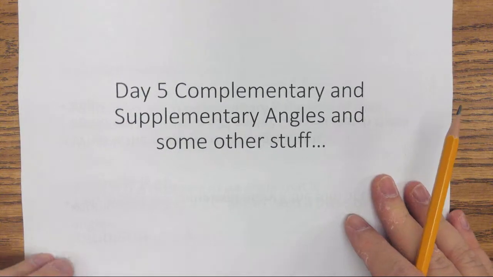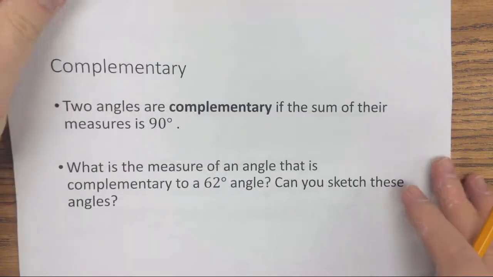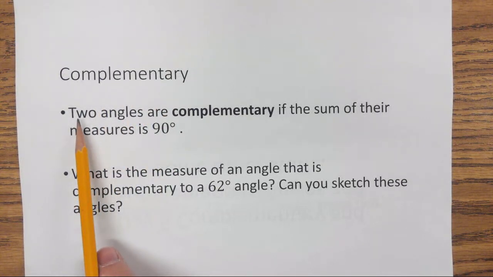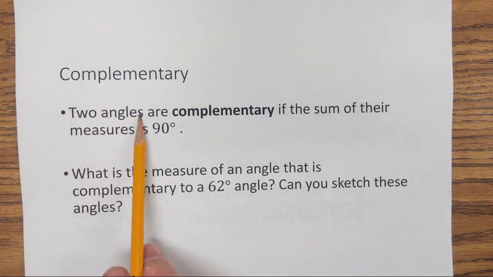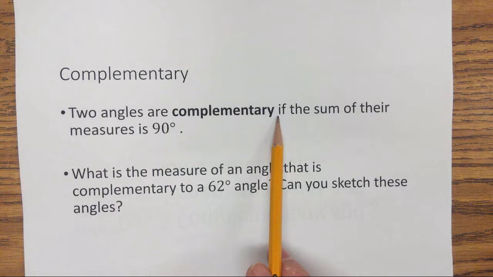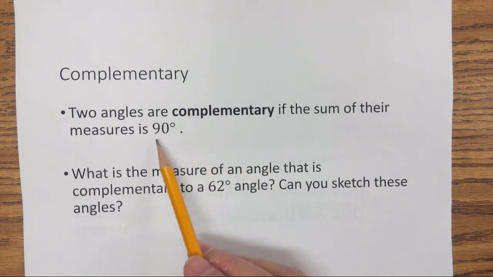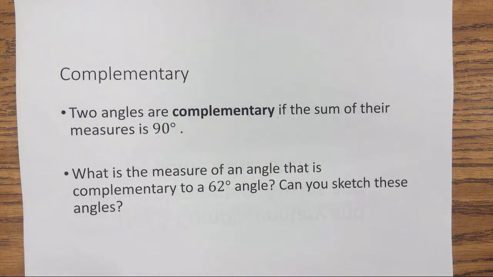Alright, let's get started. So what is a complementary angle? Two angles are complementary if the sum of their measures is 90 degrees. So thinking about that angle addition postulate that you did earlier, if you have two angles put together and you add them together and they end up equaling 90 degrees, they're complementary.